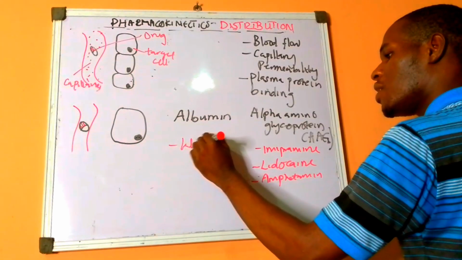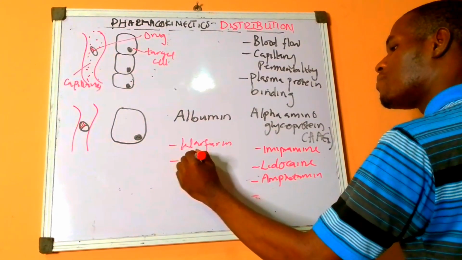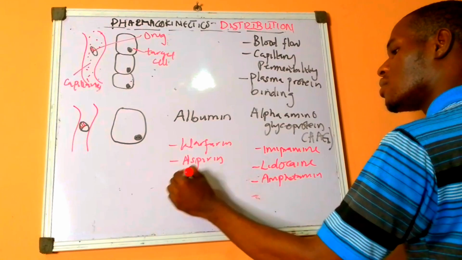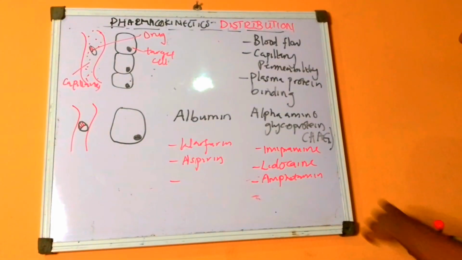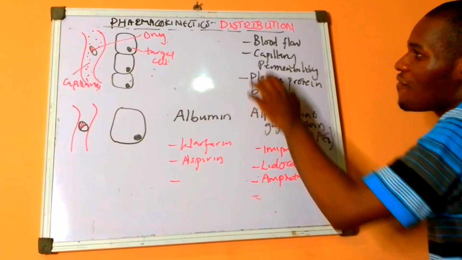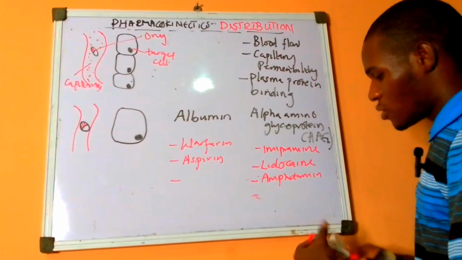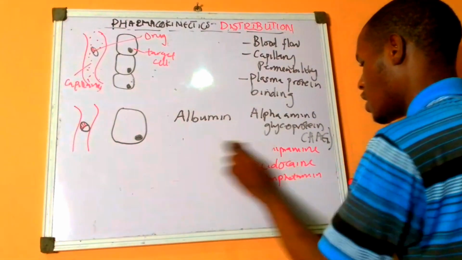I think like warfarin, aspirin, and other acidic drugs basically. So plasma protein binding affects the distribution of the drug. Now in the blood vessels, let me just clean this for now.